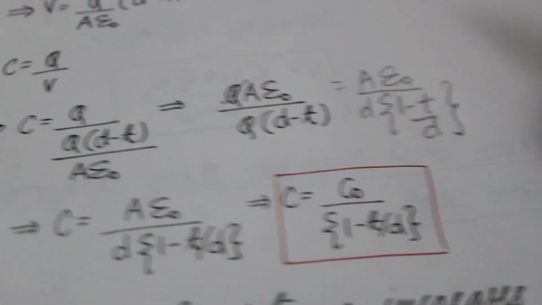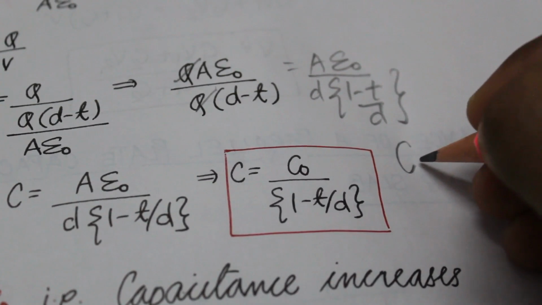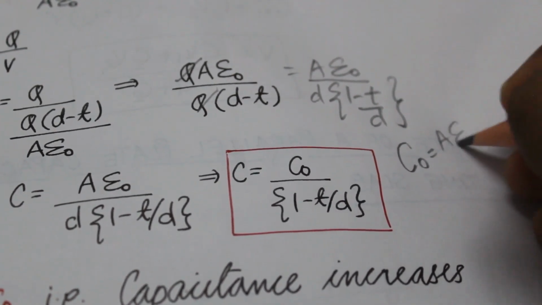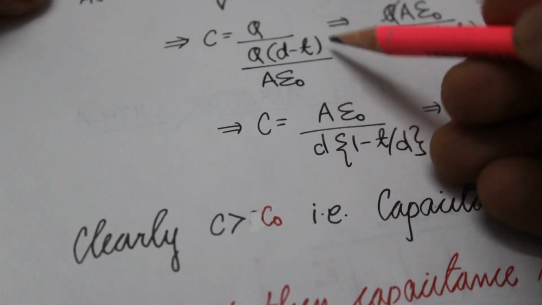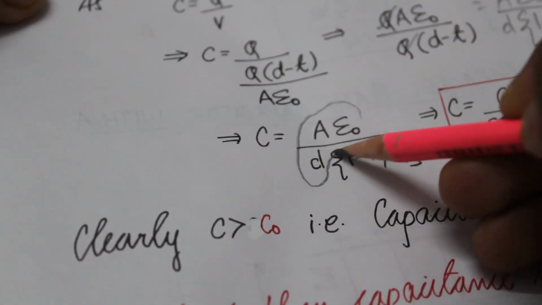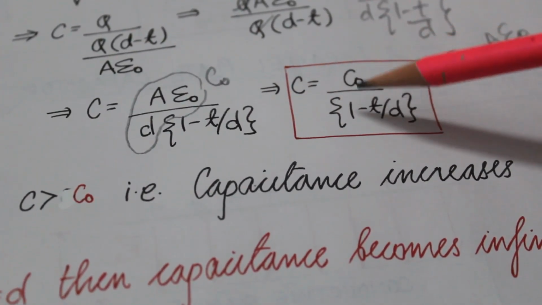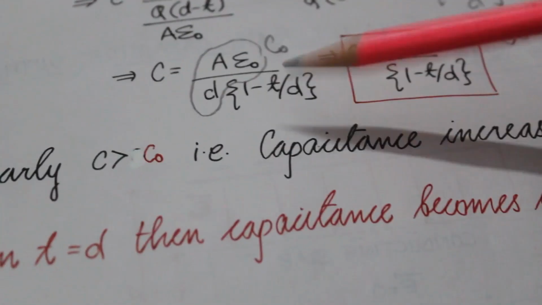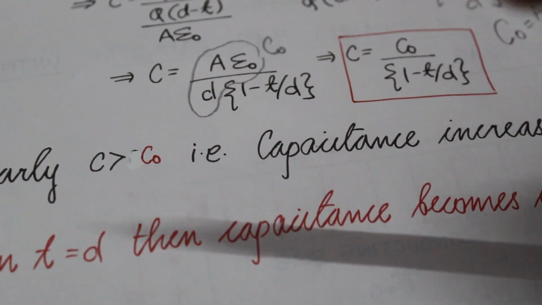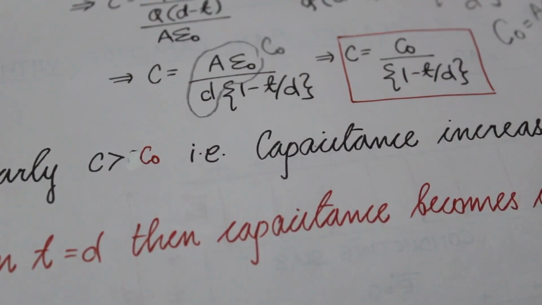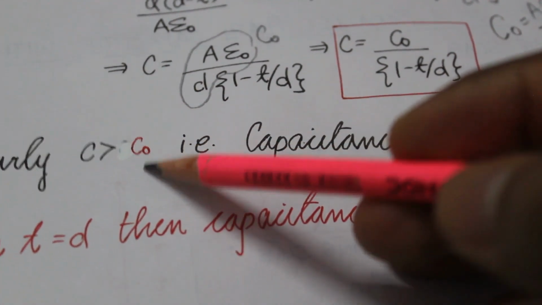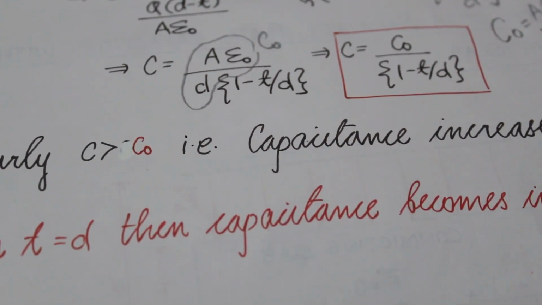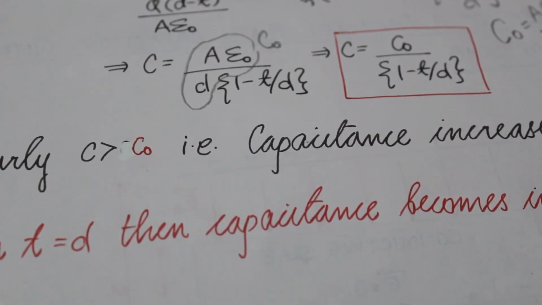As we know, the capacitance of a parallel plate capacitor is given by A epsilon naught upon D. So in place of A epsilon naught upon D, I'll write C naught. So the formula becomes C is equal to C naught upon 1 minus T upon D. It is clear from this that the capacitance of the capacitor when a conducting slab is introduced is greater than C naught, where C naught is the capacitance of the parallel plate capacitor when there was only air or vacuum between the two plates.